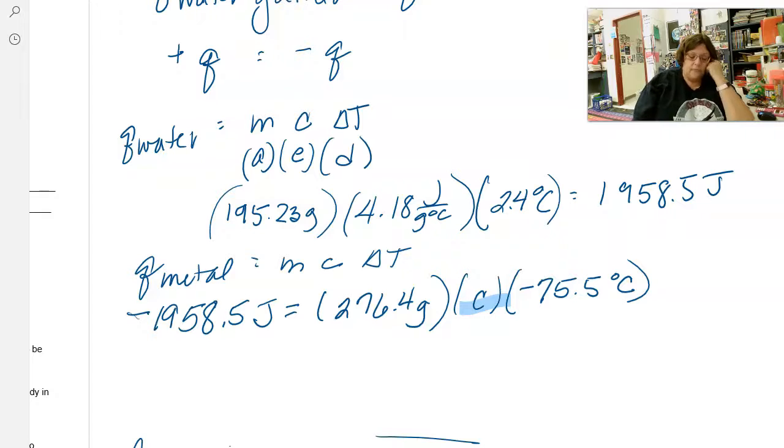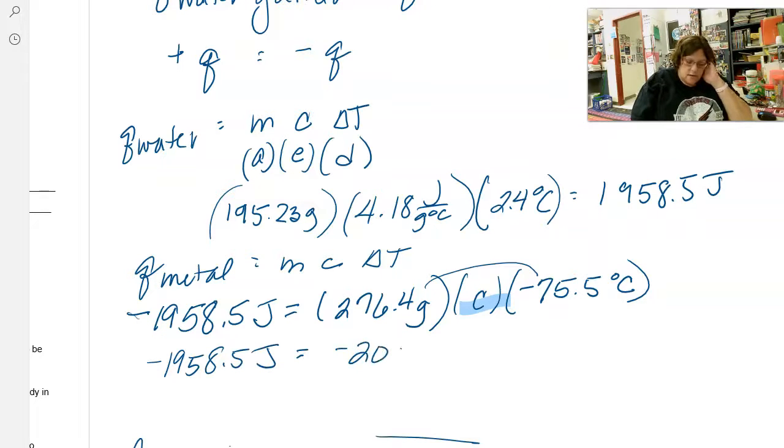Now, the first thing we should do is go ahead and multiply 276.4 times 75.5. And when we do that, we get negative 2868.2 times the variable C. So now we're just in a math problem. Now we're just in a basic algebra problem.